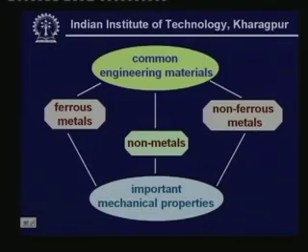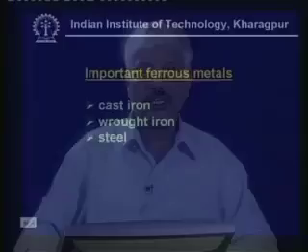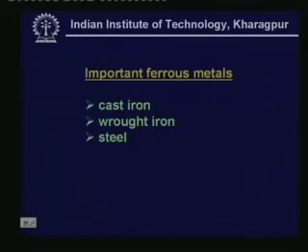our description of the ferrous metals which are commonly used in engineering. Now, if we look once again, the important ferrous metals are cast iron, wrought iron, and steel. These have iron as a basic component, but due to the composition and mixing of some other elements, the names come out to be cast iron, wrought iron and steel.